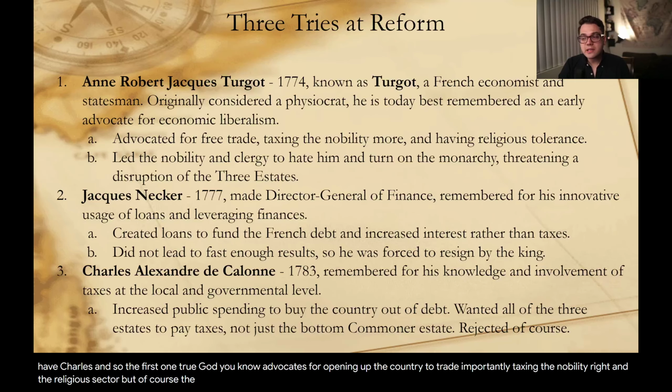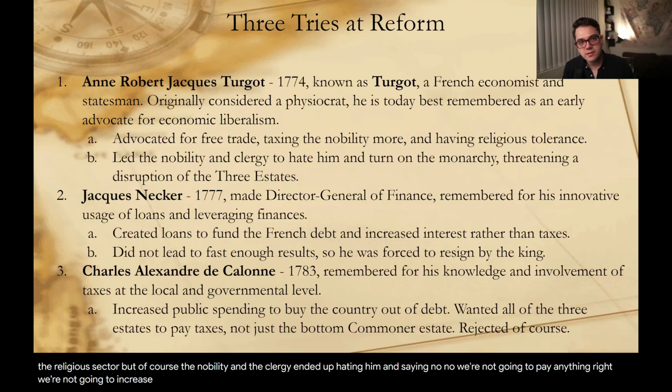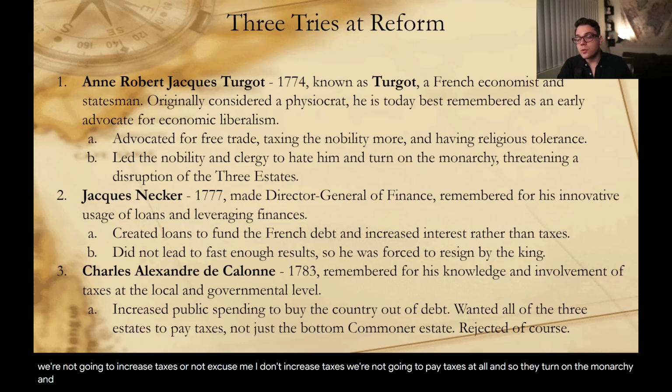But of course, the nobility and the clergy ended up hating him and saying, no, we're not going to pay anything. We're not going to increase taxes. Not even increase taxes, we're not going to pay taxes at all. And so they turn on the monarchy. And of course, King Louis XVI just says, okay, well, that's not a good idea. Throw Turgot out. Necker, you're up to bat.